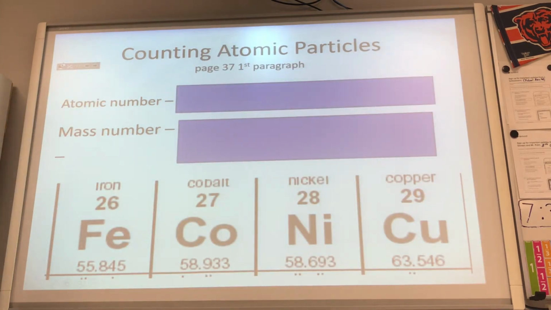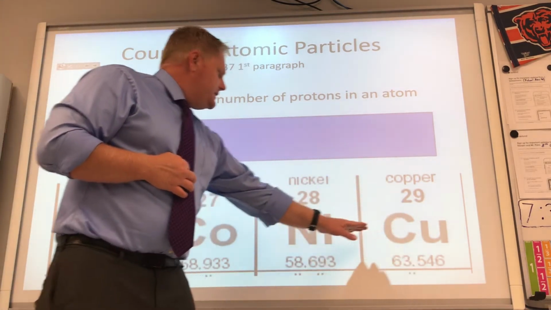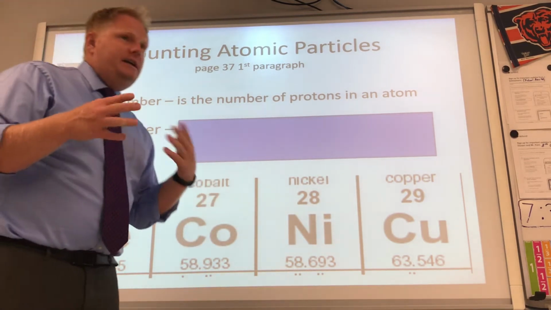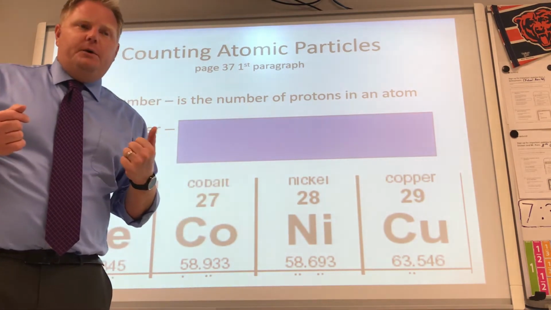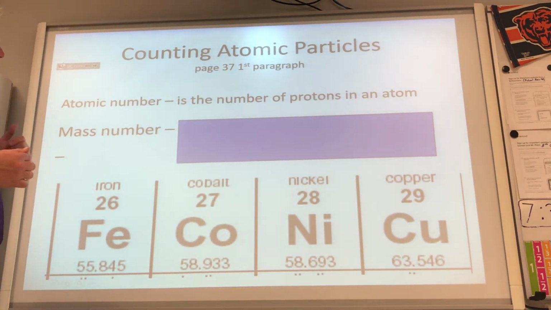Now, when we go to page 37 and look at the first paragraph, we're going to talk about two things. The atomic number. That is the number of protons in an atom. Remember, the atomic number is right above the atomic symbol. We talked about that Friday before we were gone. So, iron, Fe, the atomic number is 26. That tells me it has how many protons? Hopefully somebody said 26. Because the atomic number is the number of protons, or the number of protons is the atomic number. All right? That's one way to look at it.